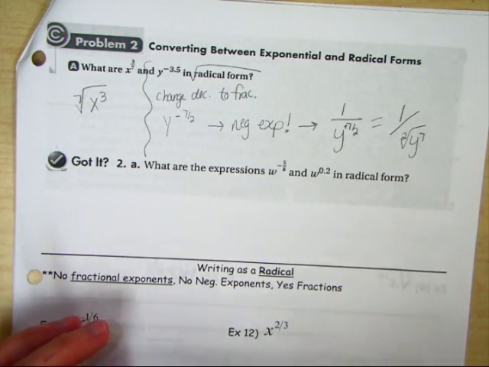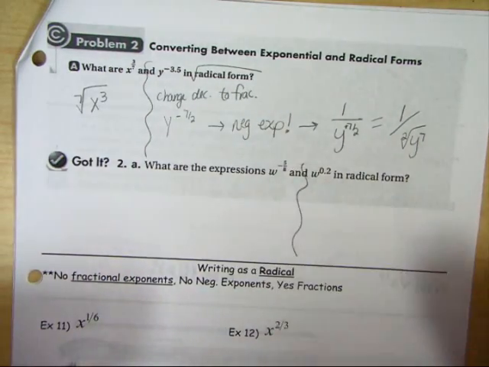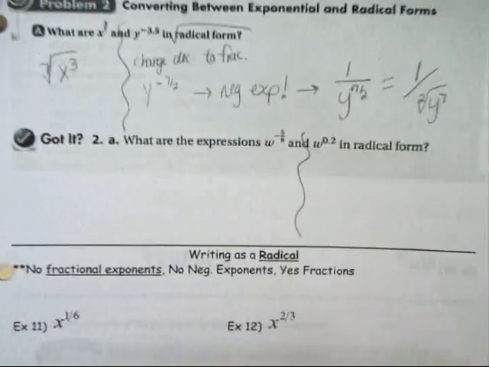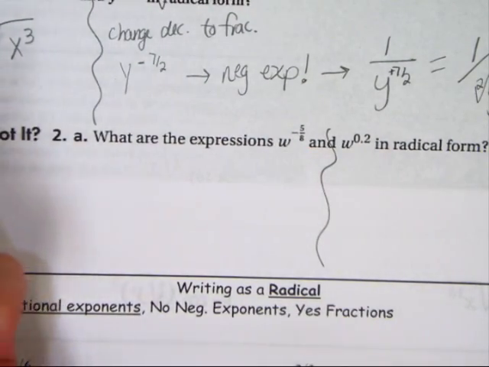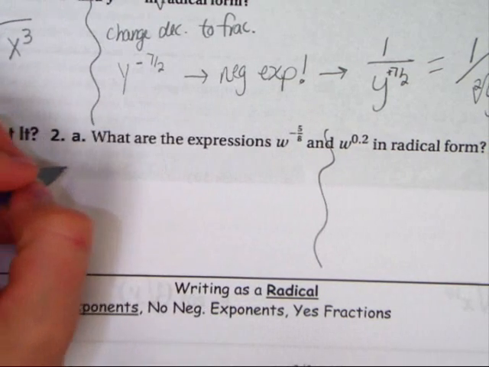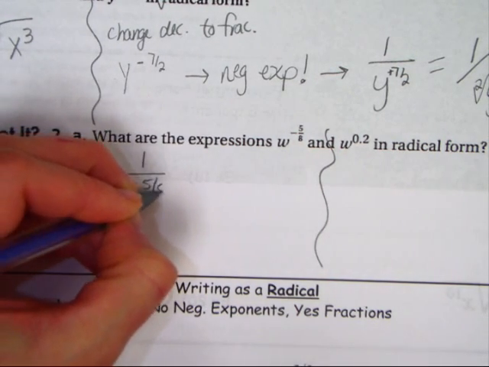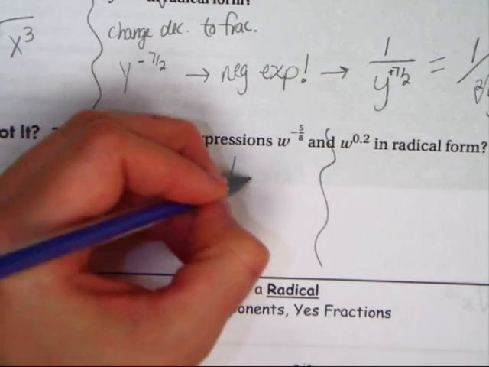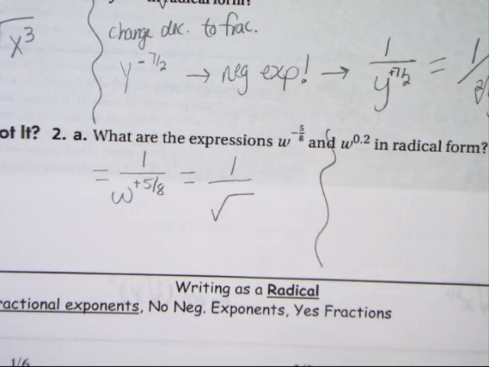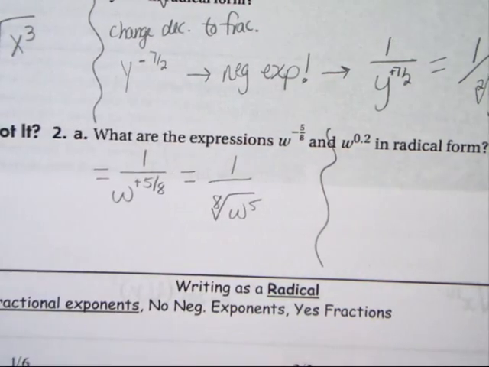Let's try "Got it." Again, 2 problems. See the negative 5 over 8? Alright, the negative 5 over 8 has to go in the denominator. So we're going to do 1 over w to the positive 5 over 8 when we move it to the denominator. That's 1 over the 8th root of w to the 5th.